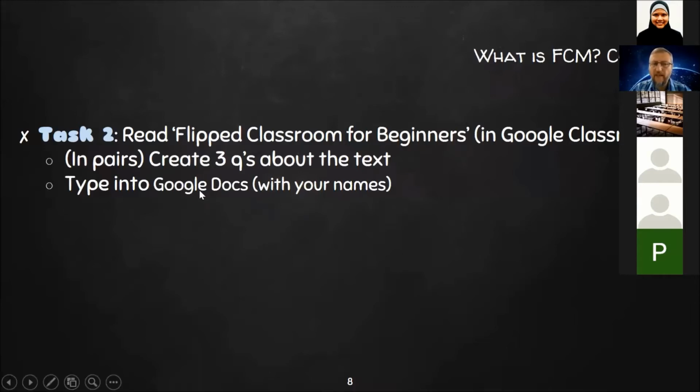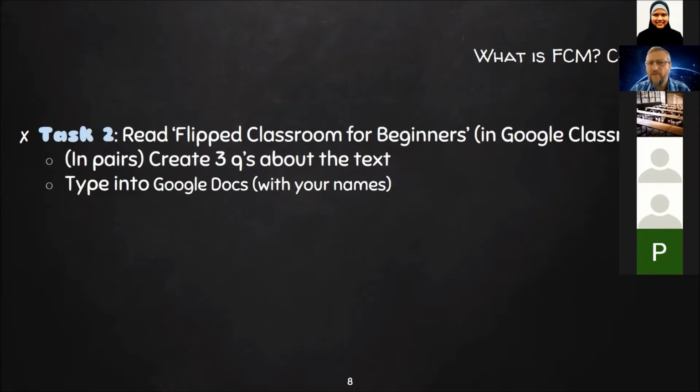After you've read, it'll take you, I think, a few minutes to read that text. In my view, it's quite comprehensive, but quite simple. And so task 2, as I said, go to Google Classroom, find task 2, read the text, make 3 questions. Now it says in pairs, but I suppose you're not able to work in pairs. I thought we might be able to do that, but I wasn't quite sure how.